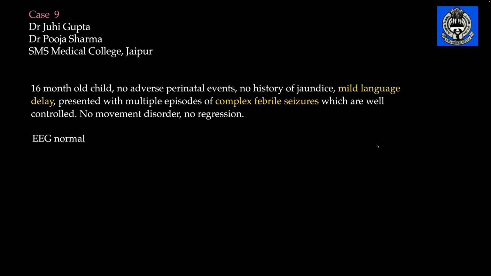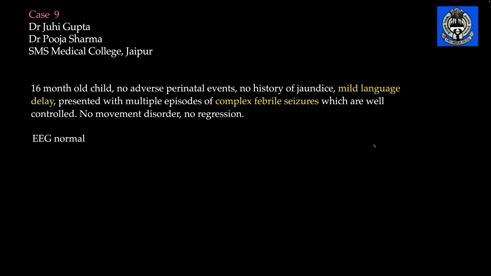So this child is a 16-month-old male child with no adverse perinatal events, no history of neonatal jaundice, just has a mild language delay, and presented with history of febrile seizures once at 5 months, 8 months, 12 months, and they were always more than one. Otherwise, which are well controlled. And there is no movement disorder, no regression. The EEG is normal. So MRI was done just as a part of epilepsy, but it shows these subtle basal ganglia lesions.